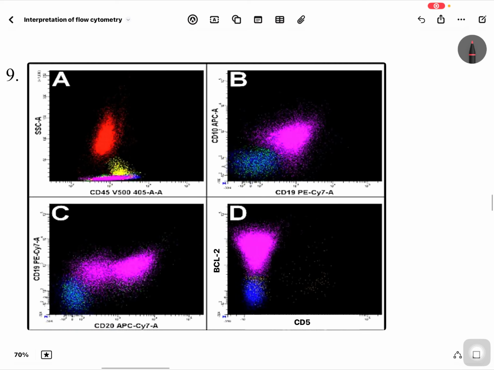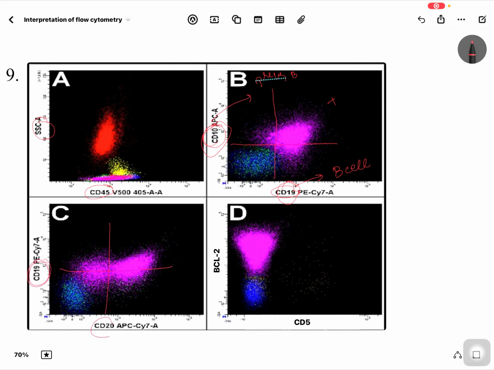Ninth one. Okay, then see, side scatter, then CD45. What are these? Blasts. So blasts are present. Then we see CD10 and CD19. Divide with the imaginary line. What do you see? Yes, so the majority of the population is positive for CD19 and CD10. So CD19 is a B cell marker, CD10 is a precursor B cell marker. Okay, yes, then we divide again here.